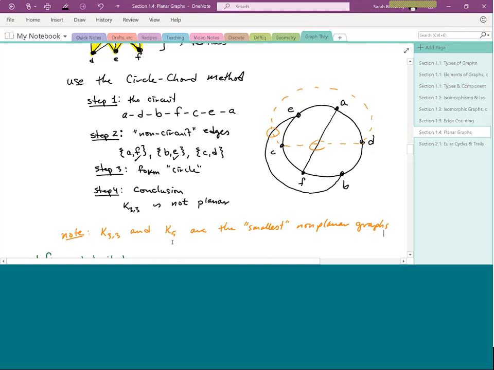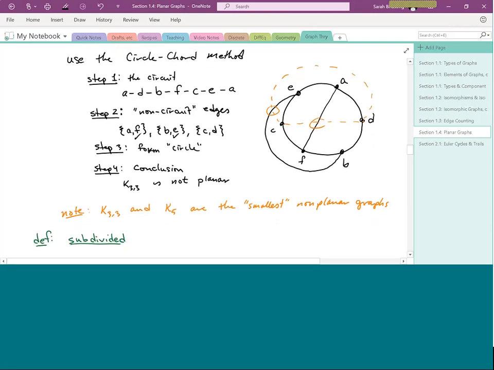But notice K5 is what? It's the complete graph on 5 vertices. So if you have 4 vertices or less, or if you have 5 vertices or not a complete graph, you are looking at graphs that must be planar just because they don't have enough vertices or edges to not be planar. That's a fun little fact.